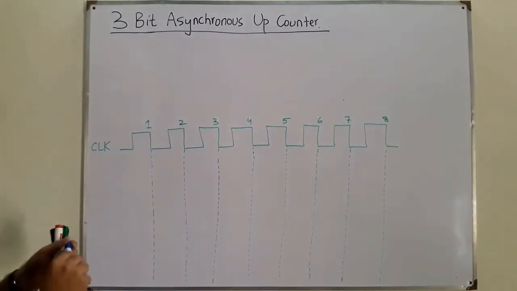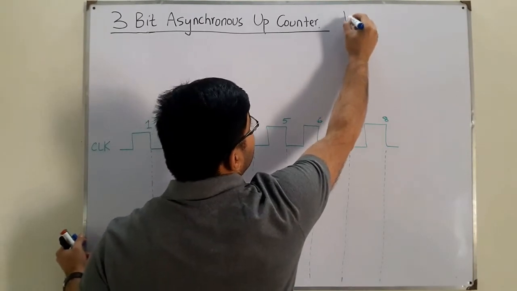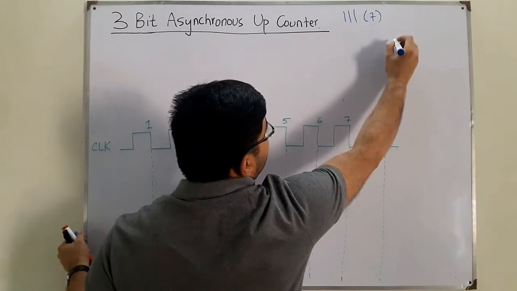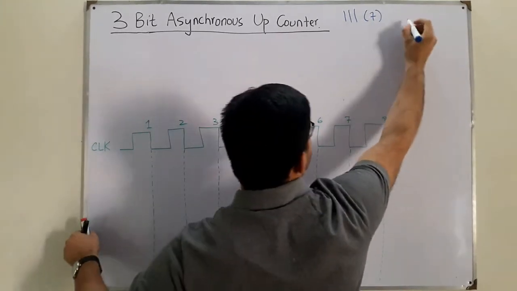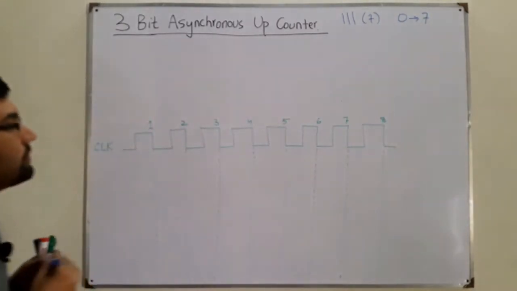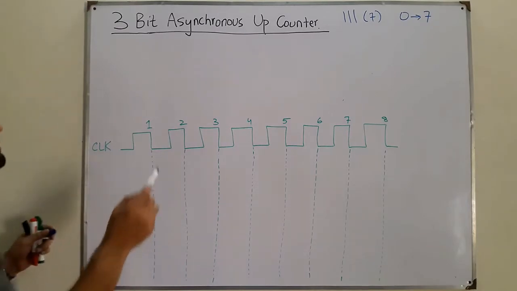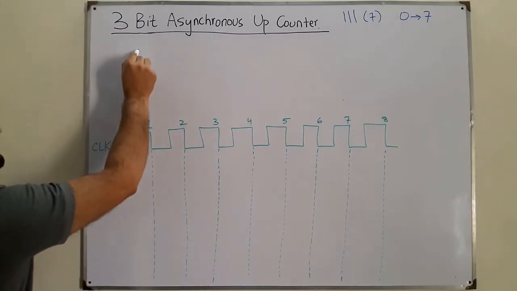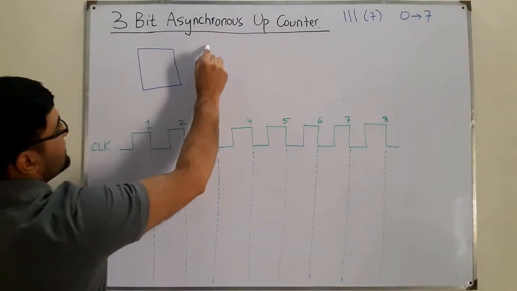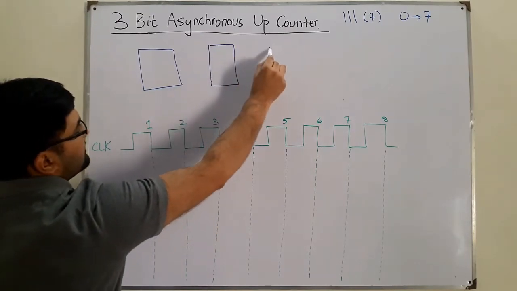Now for 3-bit, the maximum number that we can represent is 111, which is the decimal equivalent of 7. Which means this counter will be counting from 0 to 7. For each bit we need one flip-flop, so for 3 bits we need 3 flip-flops. Let me draw those 3 flip-flops. This is the first, this is the second, and this is the third.